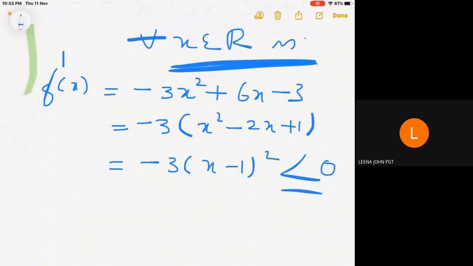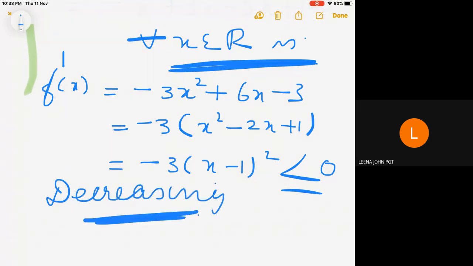We have already done one question like this. That means it is always decreasing. The answer is decreasing, because f dash x equal to 0 is also coming. So this is decreasing for every x in R.